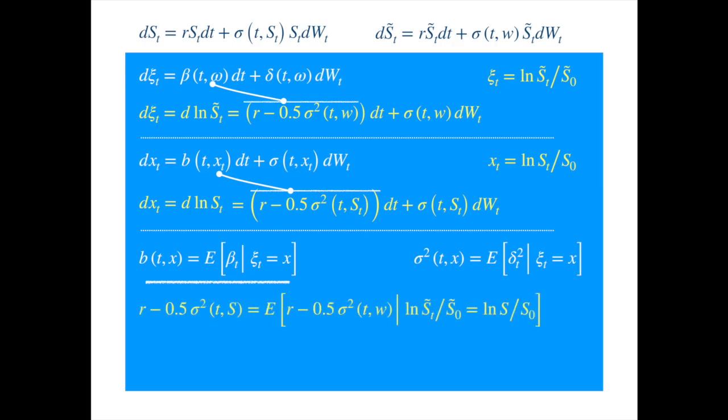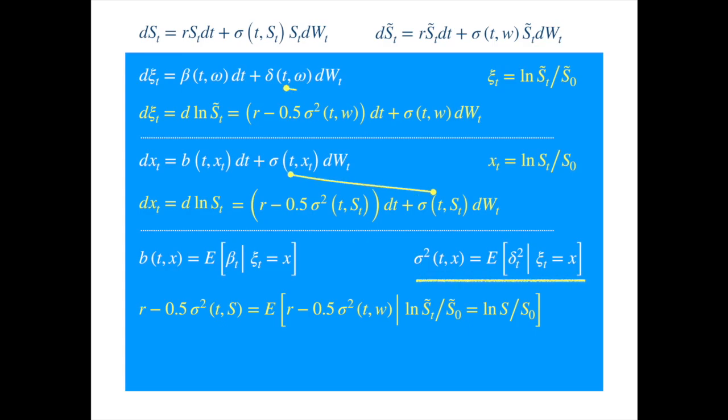Notice our process is defined as log of S over S naught. So that's why the statements after the condition look slightly complicated. Similarly, we can easily read the relationship between the volatility terms.